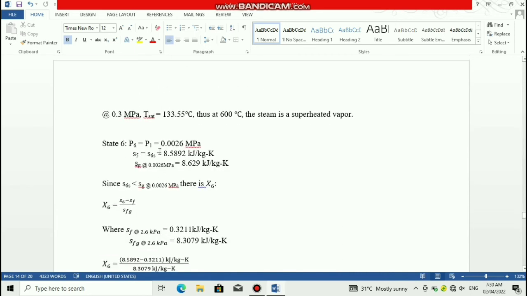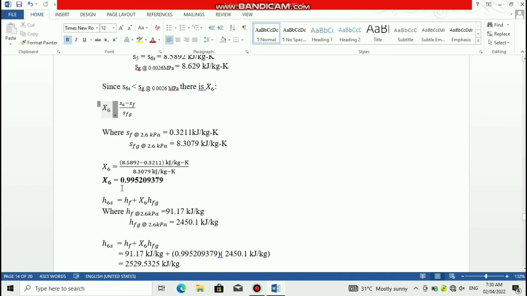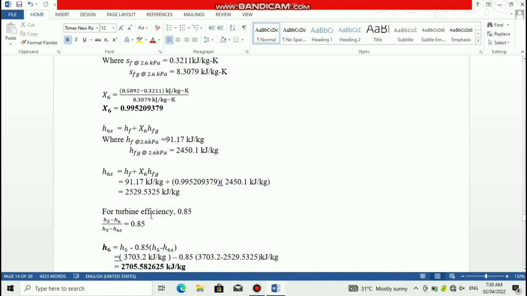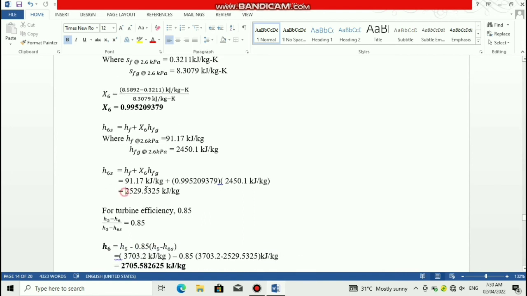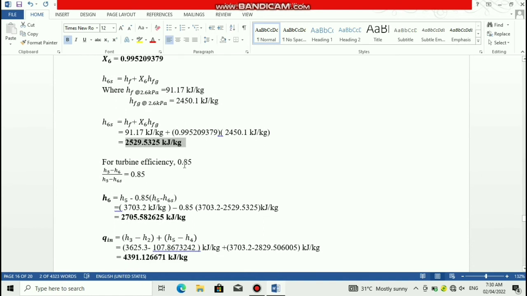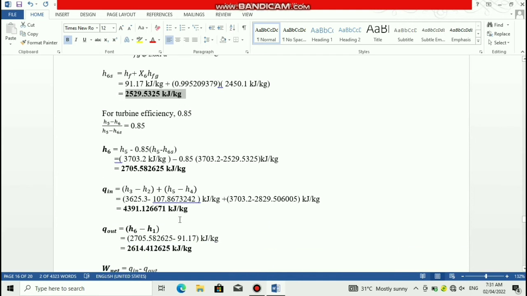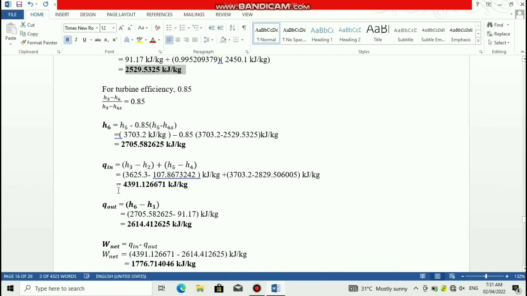At state 6, the pressure is 0.0026 MPa. Using the values of SG at 0.0026 MPa, we can see that there is a quality X6. So using this formula, we can get the value of X6. Then using the value of X6, we can get the value of H6S. This is the value of H6S. Then for turbine efficiency, using the formula, we can get the value of H6. This is the value. And we can proceed to get the Qin by H3 minus H2 plus H5 minus H4. So we get the Qin of 4391.126671 kilojoules per kilogram.